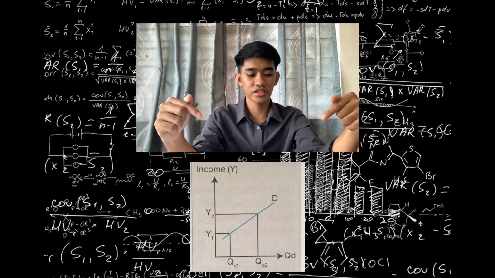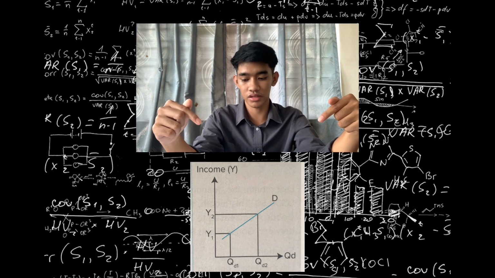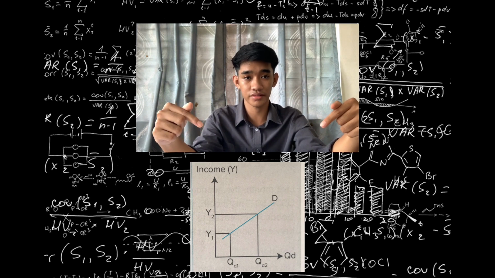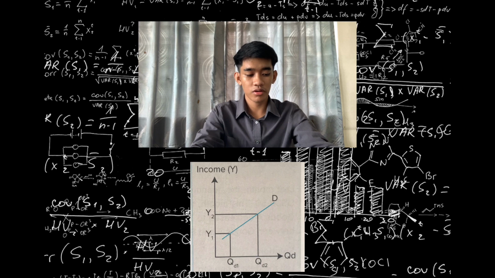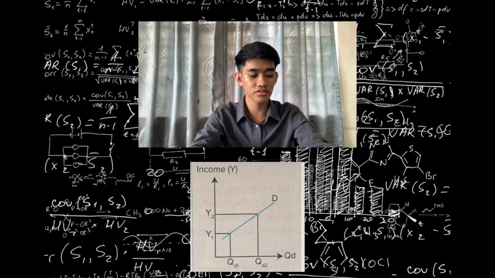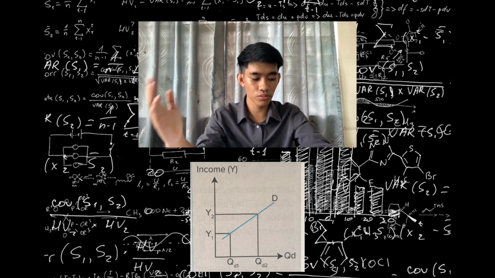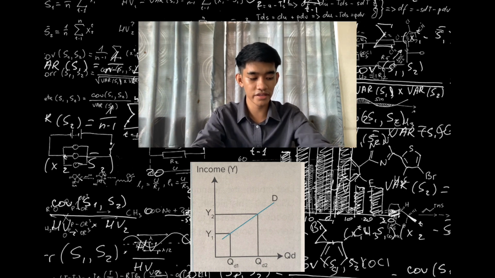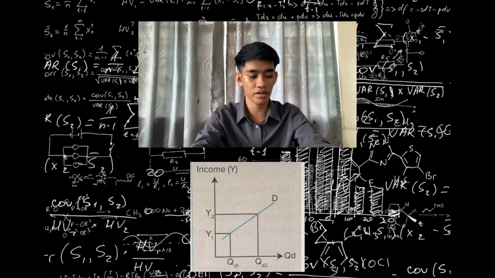Below is the shape of the demand curve for the high-end furniture product. Based on the shape of the demand curve of elastic income elasticity, an increase in income from Y1 to Y2 leads to an increase in quantity demanded from Q1 to Q2, but the increase in the quantity demanded is more than the increase in income.